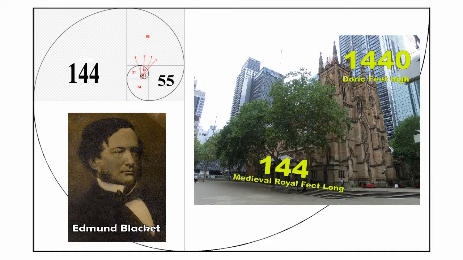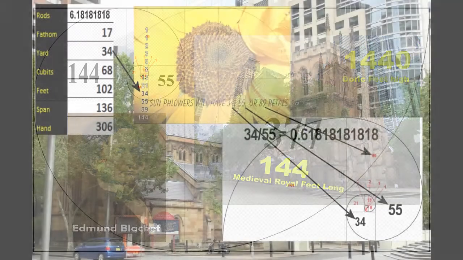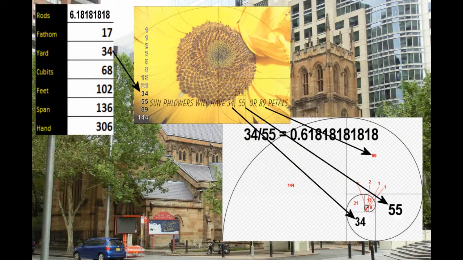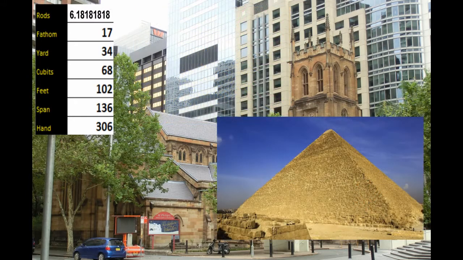Elsewhere, Edmund Blacket, for instance, it's 1440 Doric feet high, 144 medieval feet long. Now, the transepts are 14 feet wide, which is 144 Cremona inches. So the Fibonacci numbers, and then as they lead to the golden ratio, is an integral part of this architecture, not just in Sydney, across the world, and not just now, but going back to ancient times.